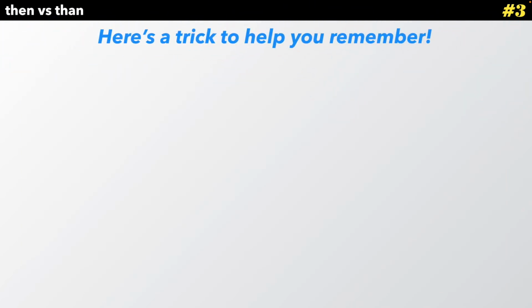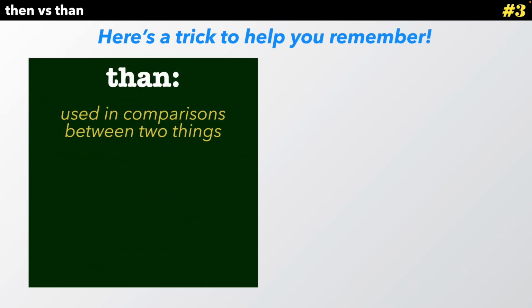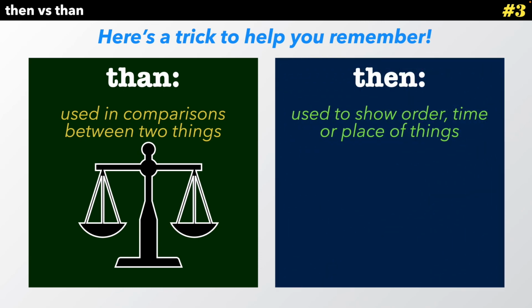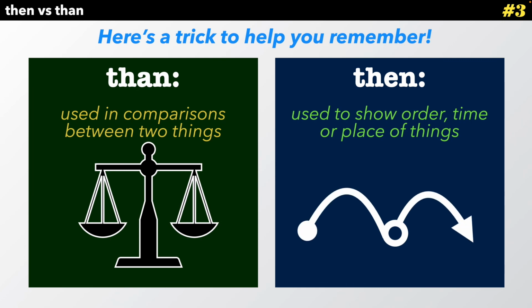Here's a trick to help you remember. Than is used in comparisons between two things. Than with an A. Then with an E is used to show order, time, or place of things.